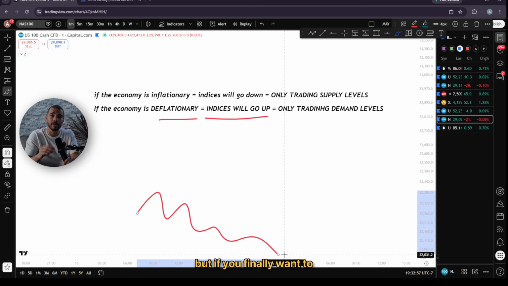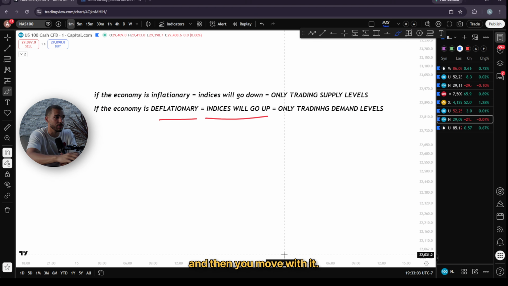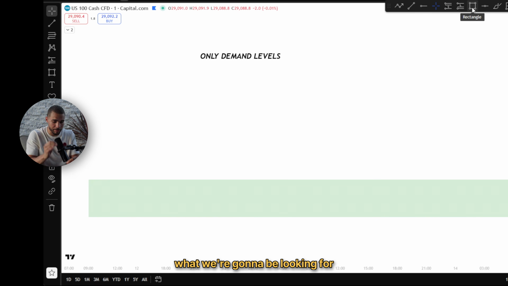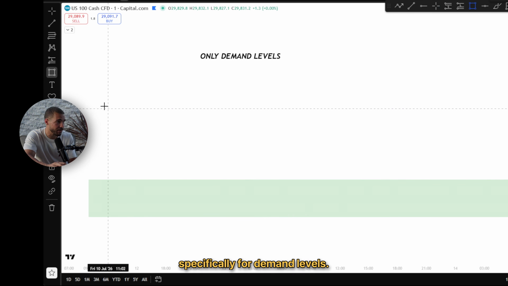But if you finally want to become a profitable trader, you need to know that you're not chasing the markets. You know the direction, you've identified it, and then you move with it. This pattern is exactly what we're going to be looking for only in demand levels. Now, not for supply levels. This one is specifically for demand levels.